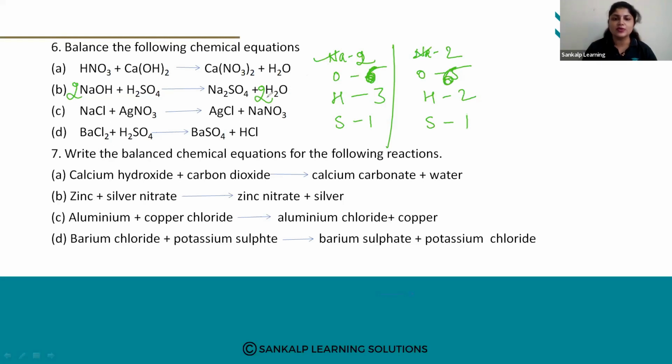Now hydrogens, come to hydrogens. 4 hydrogens here will become 4. And here hydrogen will become 2 plus 2, it will also become 4. What about sulfur? Sulfur is 1 here, sulfur is 1 here. Okay, so the equation now is a balanced equation. Yes, now this is a balanced equation. So next we'll go for the next one.